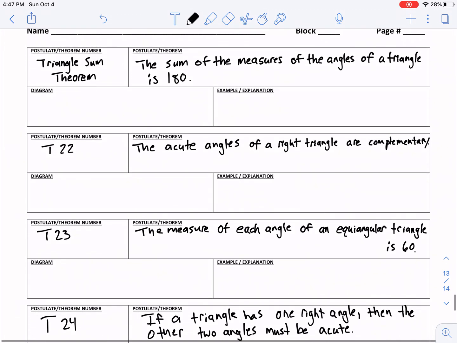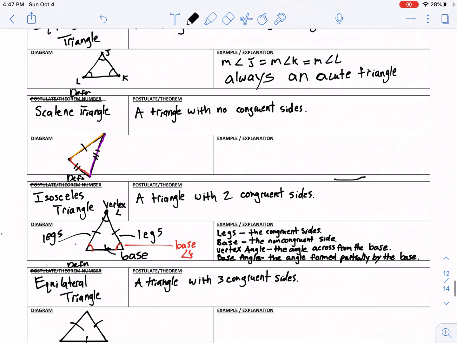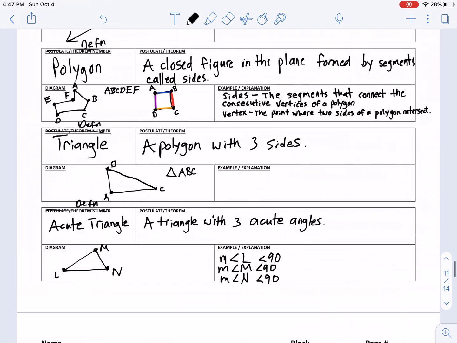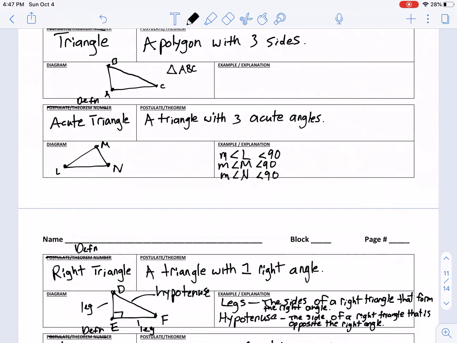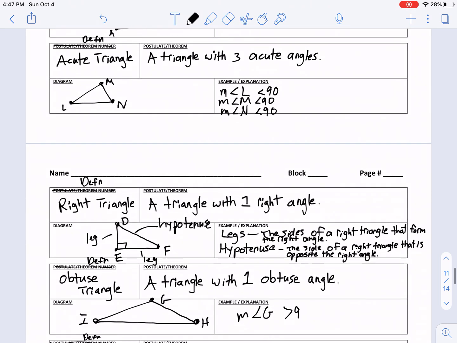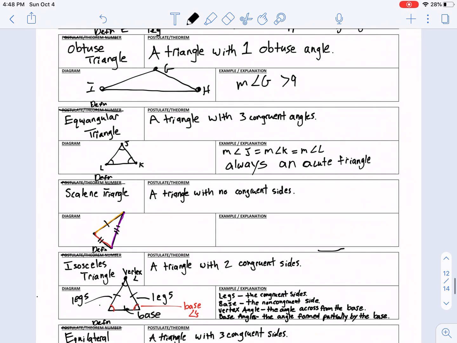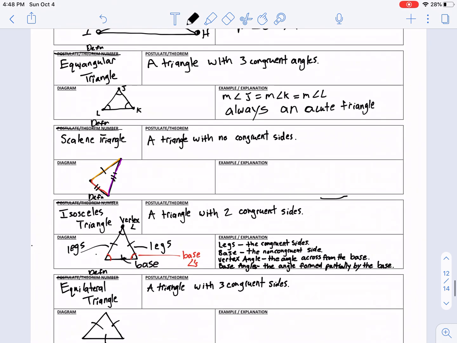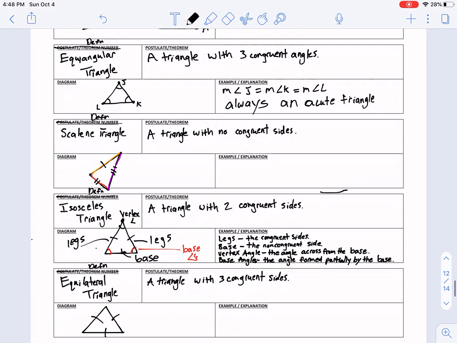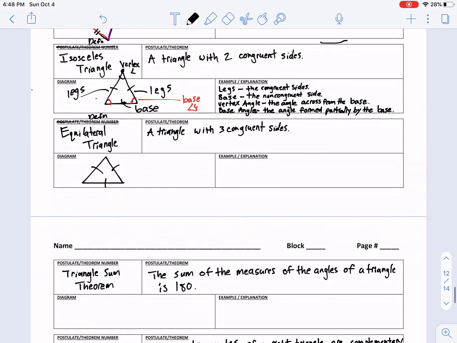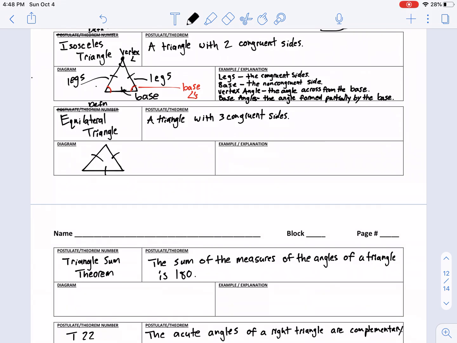Then, the next thing we're going to be looking at is the triangle sum theorem. So all these other ones were definitions. We're trying to define the different triangles we could come across, okay? So we had, just kind of backtracking here, we had a polygon, then we said a triangle was a three-sided polygon, acute triangle had three acute angles, a right triangle has a right angle, obtuse triangle has an obtuse angle, equiangular triangle, three angles are congruent, scalene triangle, no sides are congruent, isosceles triangle, two sides are congruent.